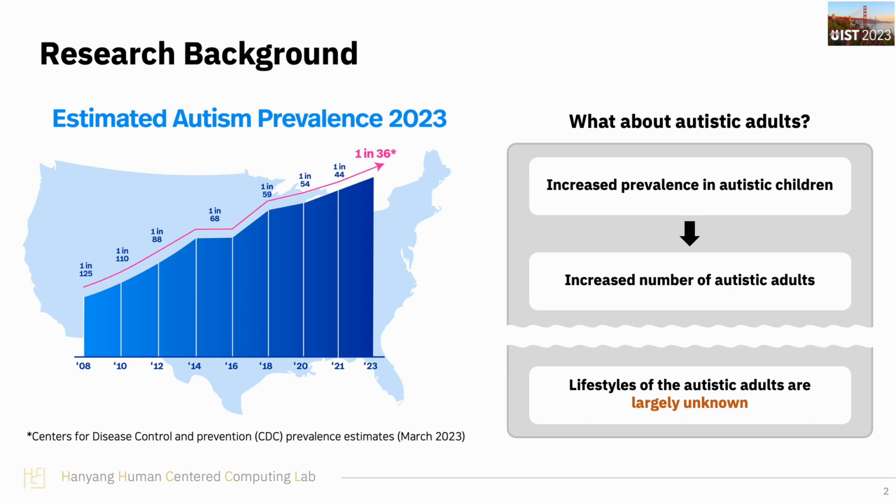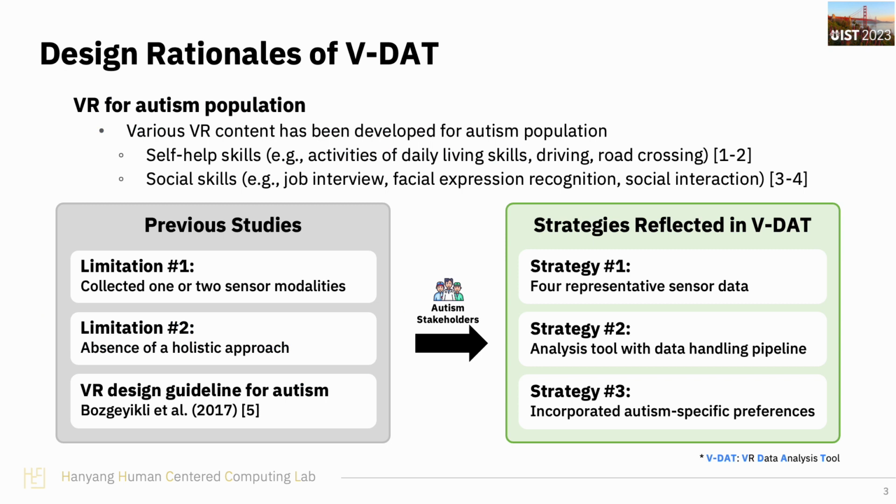According to the report from the CDC, in the States, 500,000 autistic teens will age into adulthood pretty soon. Although the autistic adult population is rapidly increasing, research on their overall lifestyle is largely unknown. There are some VR studies for autistic individuals to support their self help skills and social skills, but those studies were mostly targeted at autistic children and have a couple of limitations.